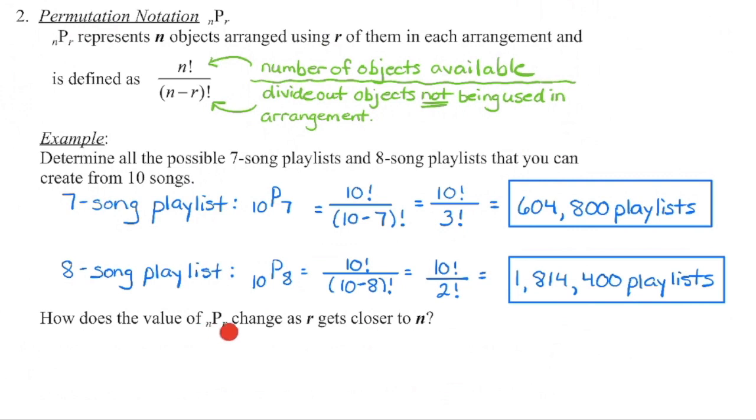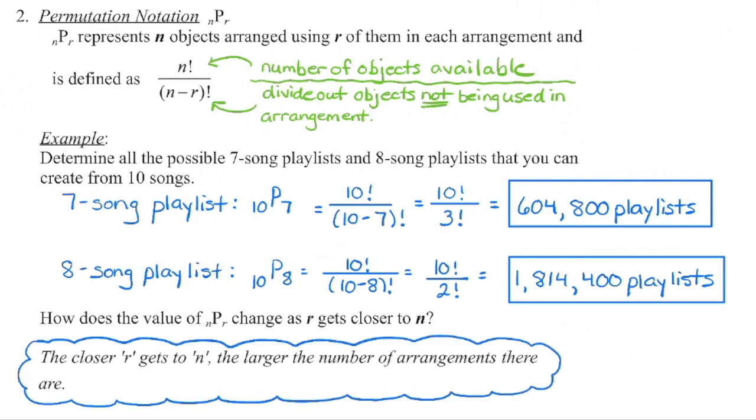How does the value of nPr change as r gets closer to n? We can see here r and n, r and n. R is closer to n in this example than it is in this one, and you can see that we end up with a lot more arrangements. The reason we end up with a lot more arrangements is because we are not dividing out as many of the ones that we are not using. So the closer that r gets to n, the larger the number of arrangements there are going to be.